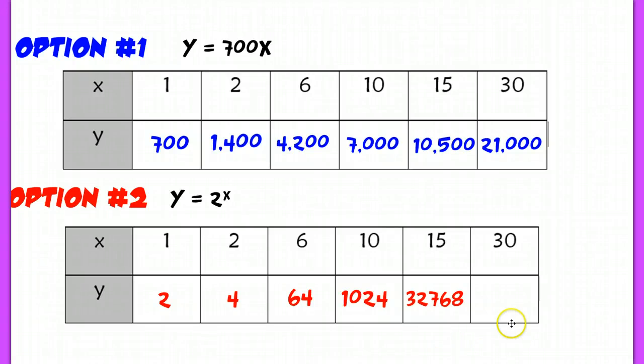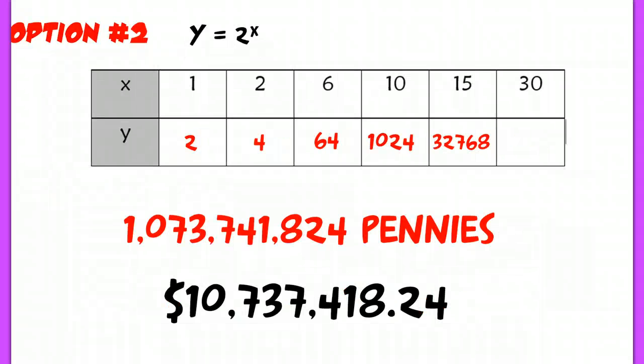Now let's take a look at the 30th day and how much you've made in option 2. On the very 30th day, you've made 1,073,741,824 pennies, which, if we move our decimal 2 spots over, is actually $10,737,000. So you made that on the 30th day. On the 29th day, you would have made $5 million, and on the 28th day, half of that, so $2.5 million, and so on. So you've made a ton of money.